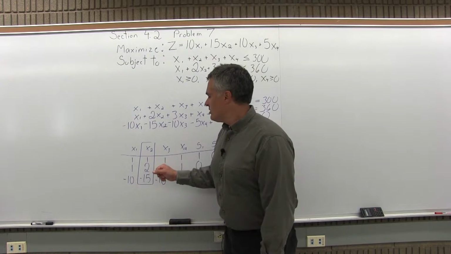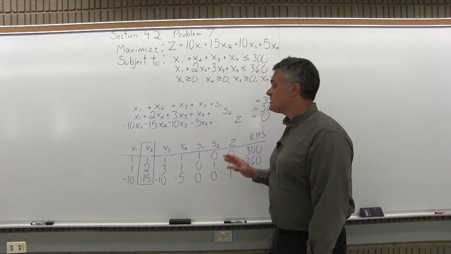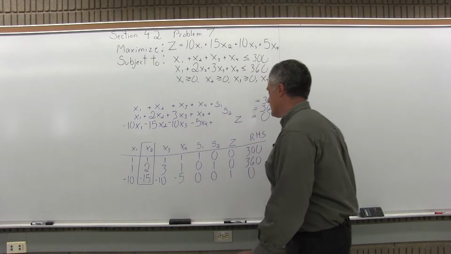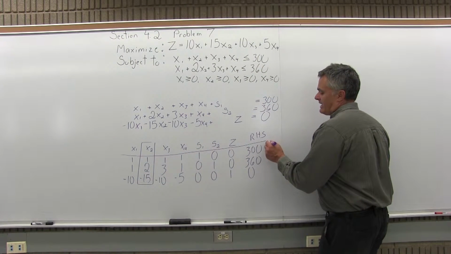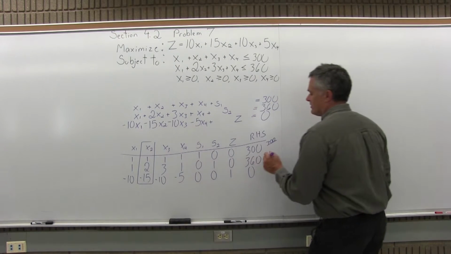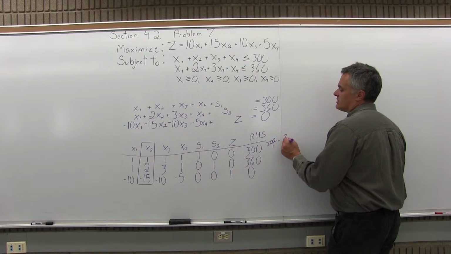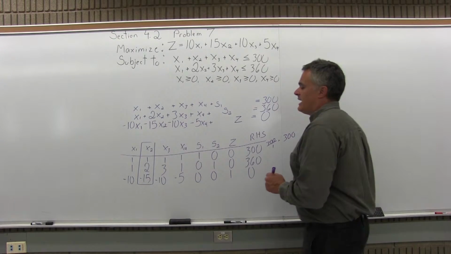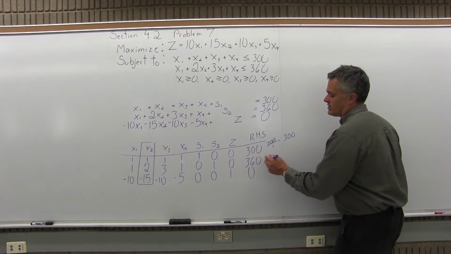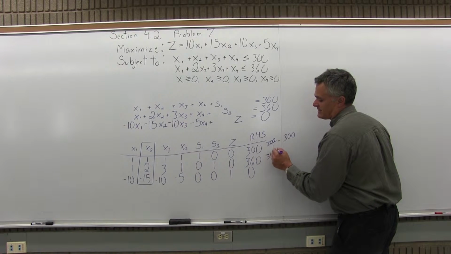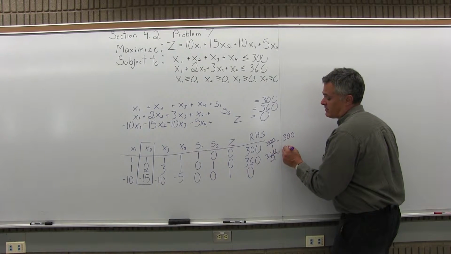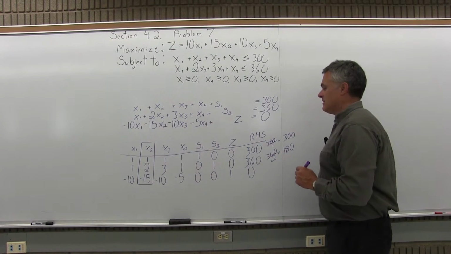So for the one of the two, what I need to do is find the smallest positive ratio of right-hand side value over pivot column value. So in the top row, the right-hand side value is 300, and the pivot column value is 1. 300 over 1 is 300. And in the second row, the right-hand side over pivot column ratio is 360 for the right-hand side, over 2 for the pivot column value. 360 divided by 2 is 180.